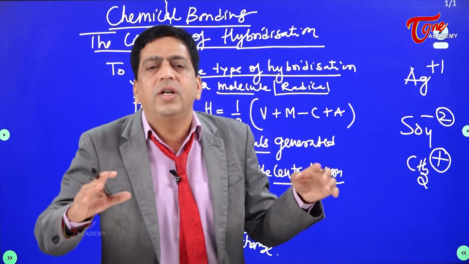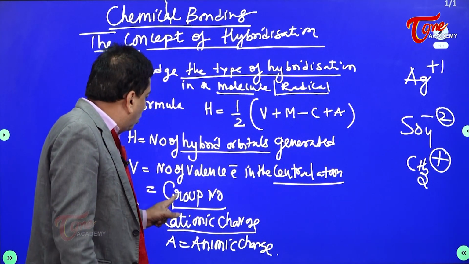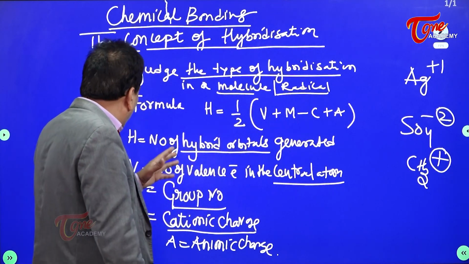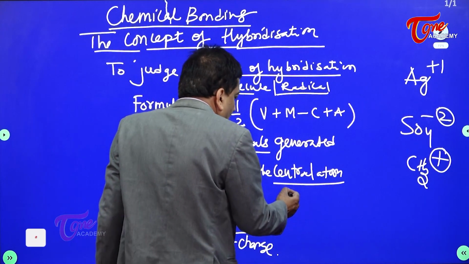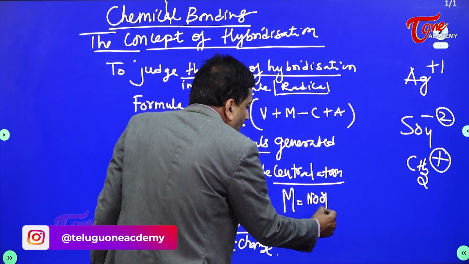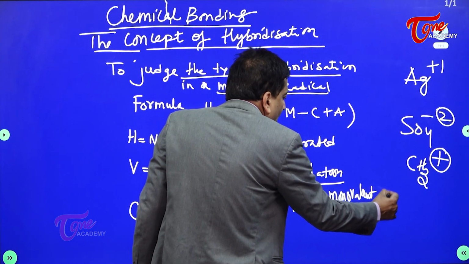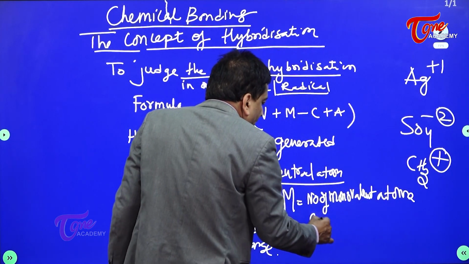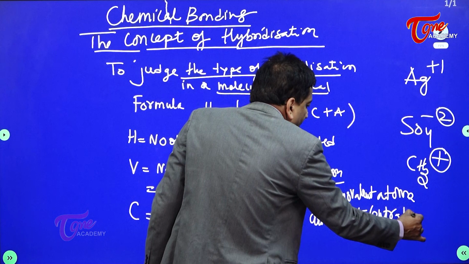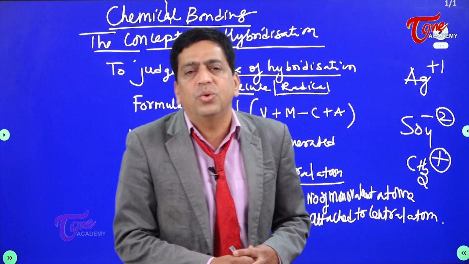But the issue is how to determine H. For that, you need to know the group number of the central atom, that is, the valence electrons, V. And I didn't write M. What is M? M is the number of monovalent atoms attached to the central atom.